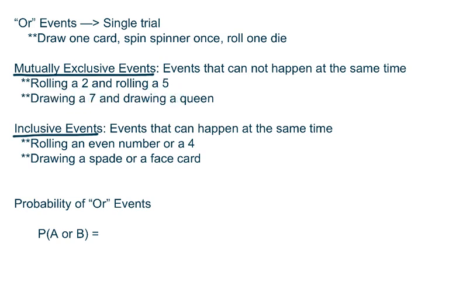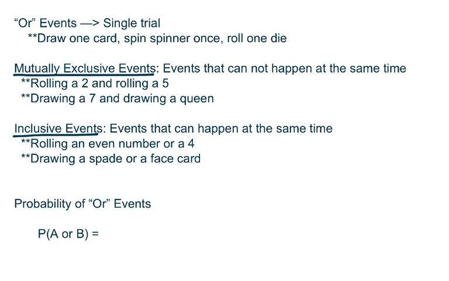Okay, it's not possible. Just like if we're drawing one card, and the key here is we're drawing one card, spinning the spinner once, roll one die. We can't have a 7 and a queen with one card. There's no 7 of queens or queen of 7s. It's not possible. Inclusive events means they can happen at the same time. For example, rolling an even or a 4. That's possible. We can get an even and a 4 because 4 is even. Just like a spade or a face card, there are 3 face cards that are spades. We got the jack of spades, the queen of spades, and the king of spades. It's possible to have a spade and a face.